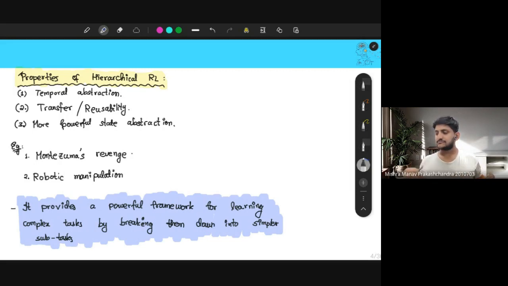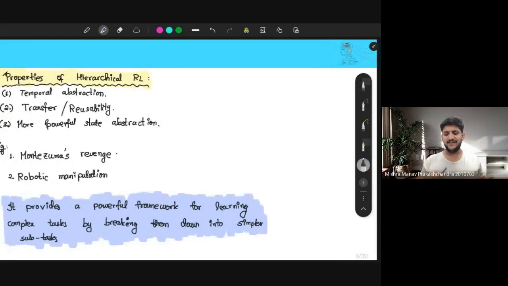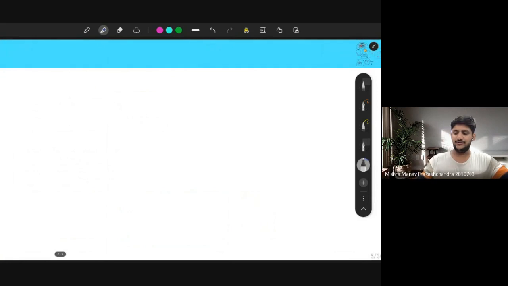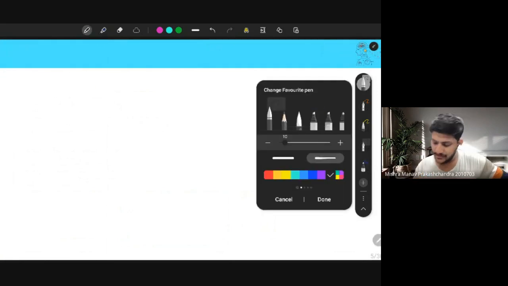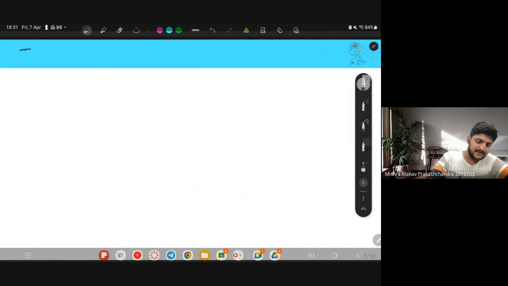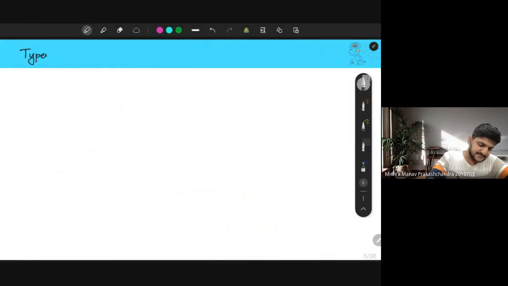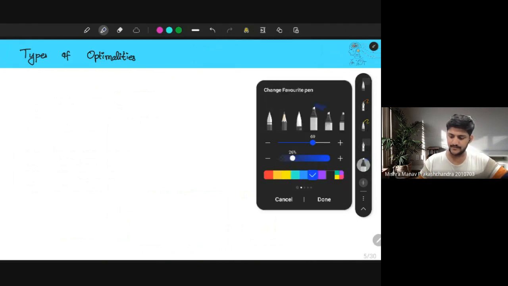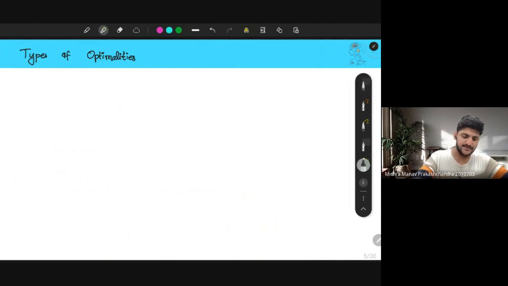Okay, now naturally, once we have defined hierarchical RL, we need to look at the different kinds of optimalities that hierarchical RL has to provide. Next, we are looking at types of optimalities.